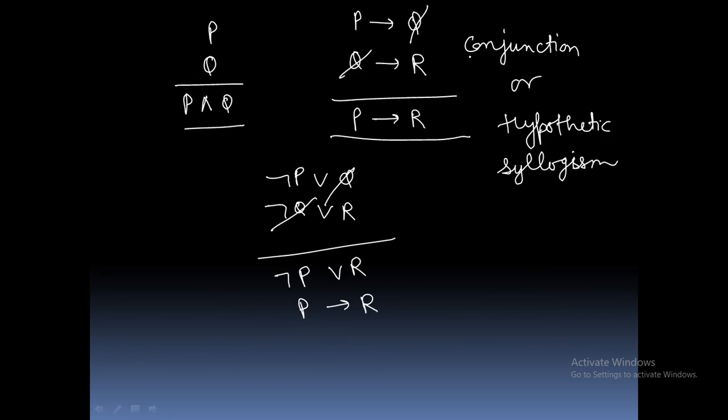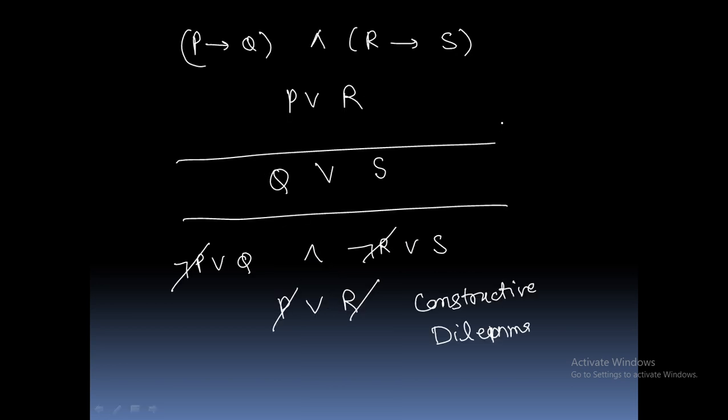Second example of conjunction or hypothetical syllogism. In this case, P and Q, two statements are given. When we conjunct them, we will write P and Q. Second example, P implies Q and Q implies R. When we solve this equation, not P or Q, not Q or R, Q and not Q is cancelled, and we find not P or R, and this will be written like this, P implies R. So that's why answer is P implies R in case of conjunction.